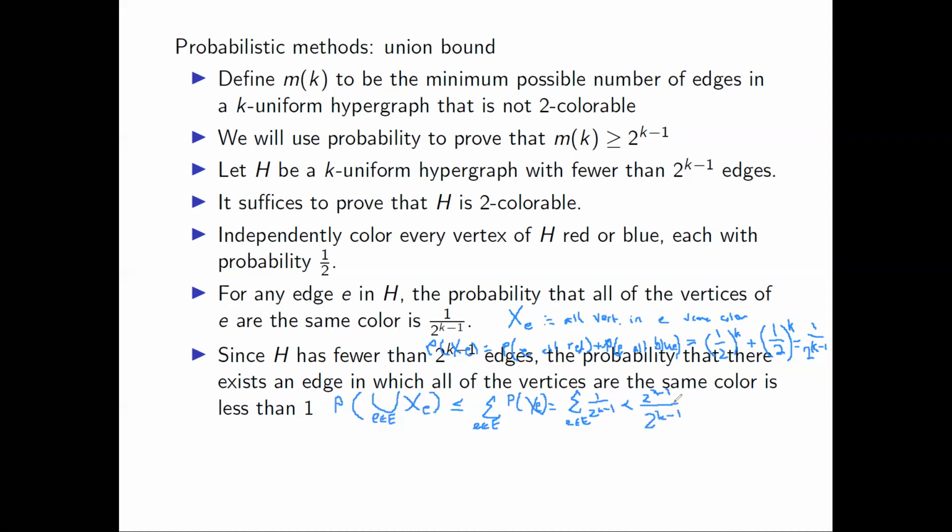So how do we get that? Well, we had a bunch of 1/2 to the k minus 1s from right here. How many of those 1/2 to the k minus 1s do we have? Well, we have the number of edges, and the number of edges is less than 2 to the k minus 1. So we get a number that's less than 2 to the k minus 1 over 2 to the k minus 1. This equals 1. So we see now that the probability that there exists an edge in which all the vertices are the same color is strictly less than 1, strictly because of this less than right here, and that follows because we have fewer than 2 to the k minus 1 edges.